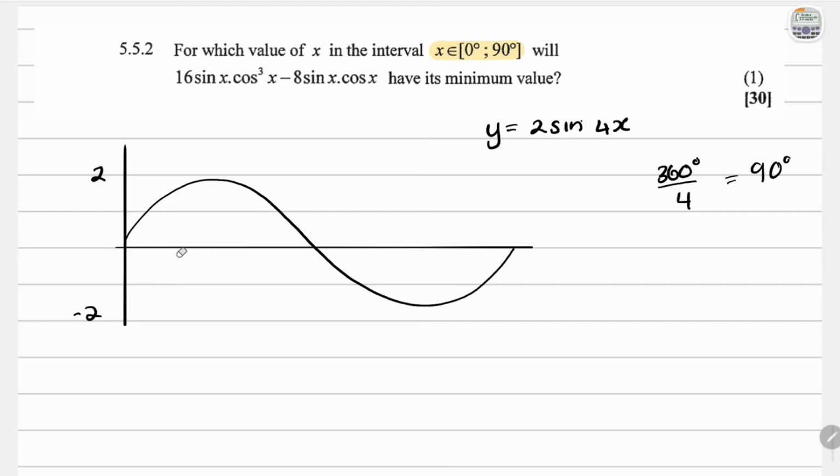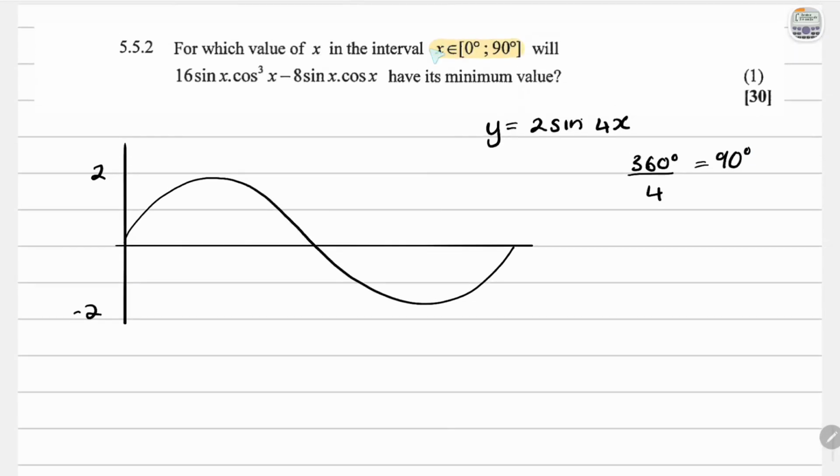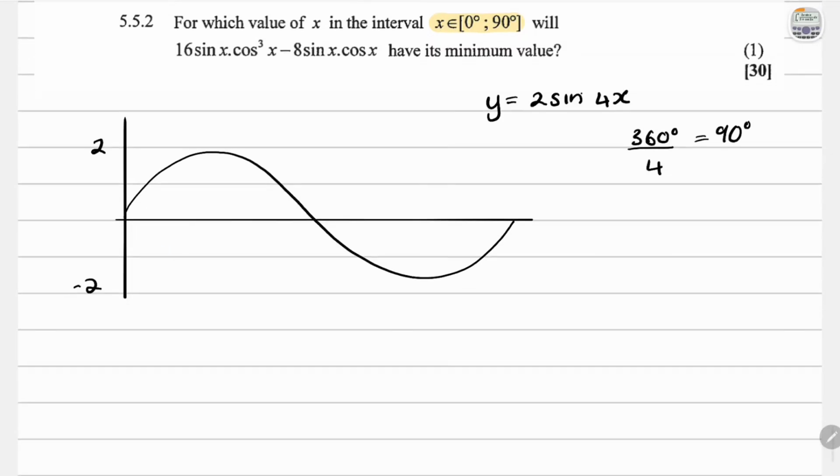But now these angles are a little different. Your new period is 90 degrees. That's why they said x is an element of 0 to 90 degrees, because it's going from 0 now to 90 degrees. It will finish one cycle like that. What they're asking us for is for which values of x in that interval will this graph have a minimum value. So where is the minimum value? What is the x value that belongs to that minimum value in this graph right now? We can see that there's a maximum here, and so this makes this a minimum.